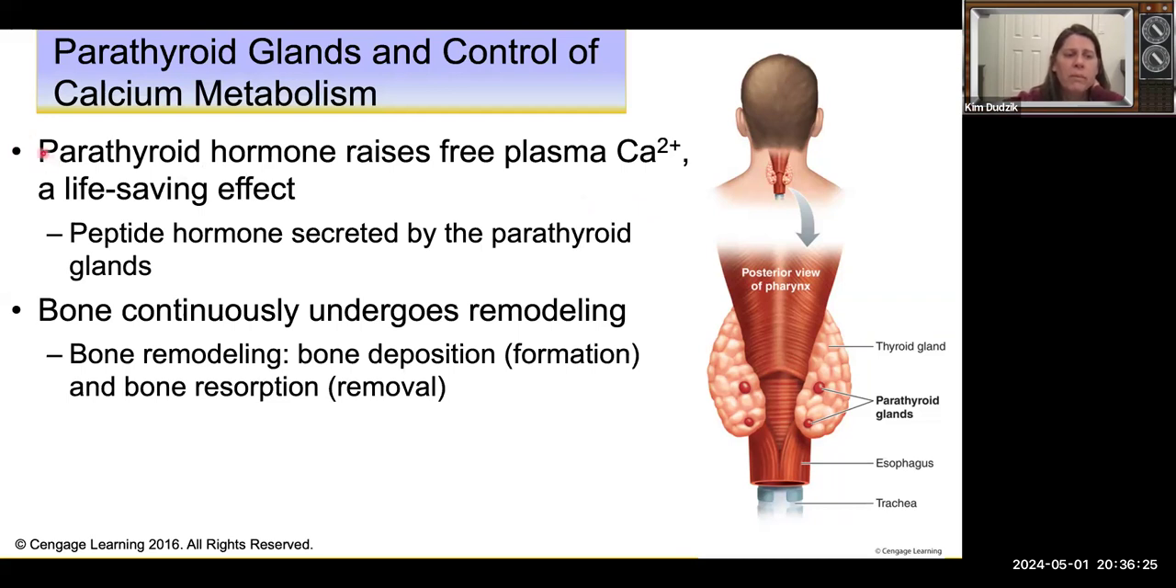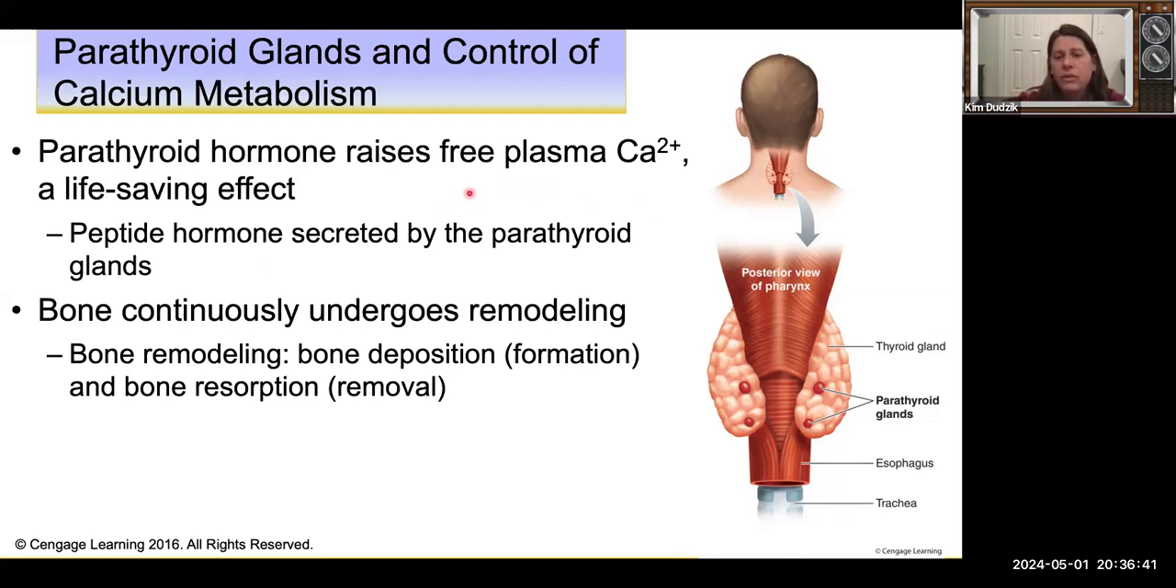Here it is, PTH, parathyroid hormone. It is a peptide hormone. And again, its job then is to raise the free plasma calcium. And this could have a life-saving effect.